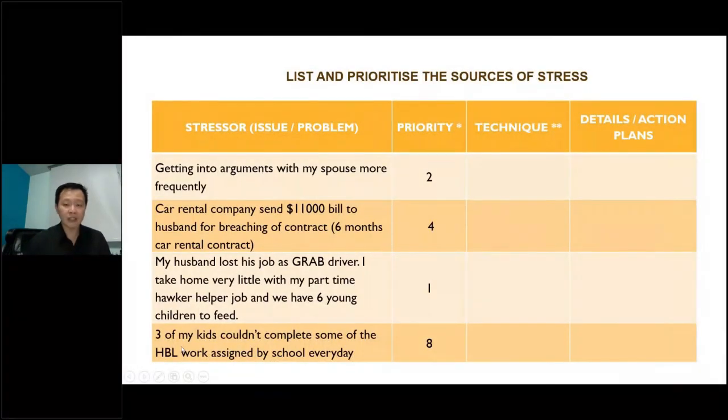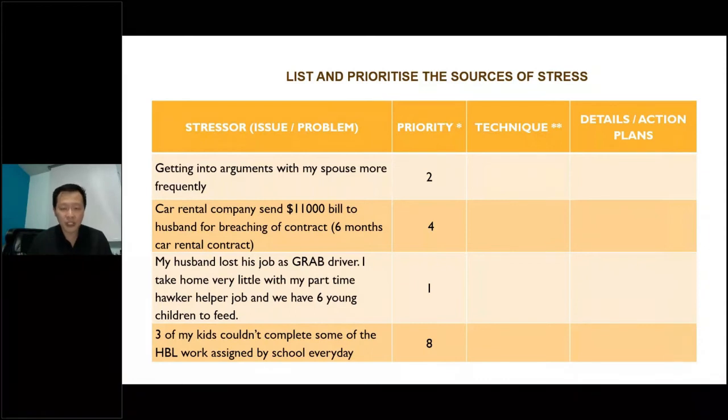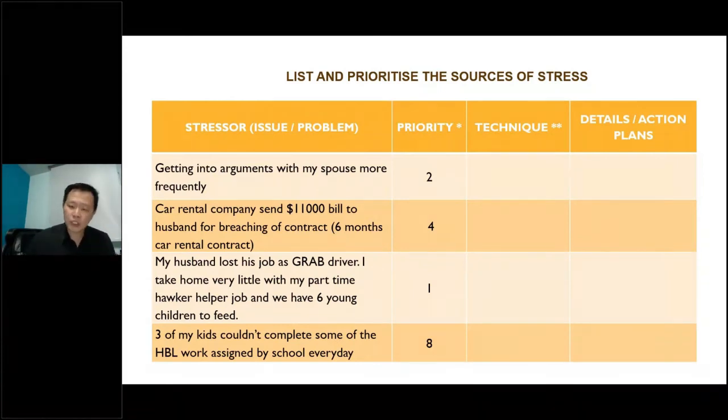Basically, we have this number system. If you read this and this is very close to your heart, and this is the most urgent and most important to you, it is one. That means priority one. If something like the washing machine is making some sounds, then that will be like a 9 or a 10. It's causing a little bit of stress, but it's not so crucial at this point in time. So you need to prioritize, give a number to every stressor that you have listed.